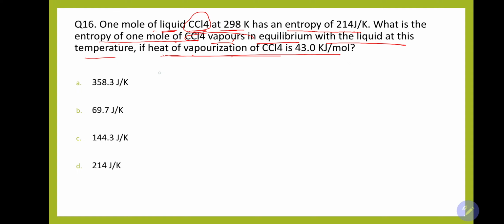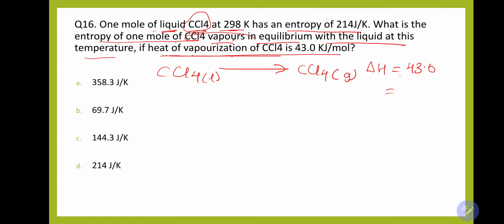Basically they have converted CCl4 from liquid to gaseous form, and given that the delta H of vaporization is 43.0. Here you have to convert this into joules because the entropy is given in joules per Kelvin. So which will be 43 into 10 raised to 3 joules.